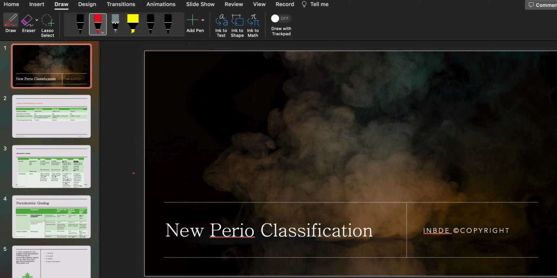Once again, we know that this new Perio classification is something that all the dental board exams, be it in America or Canada, evaluate students upon. So the questions will definitely come on this topic. I have even included one practice question in the end just to give you an idea how to answer those kinds of questions. It's just a simple question.